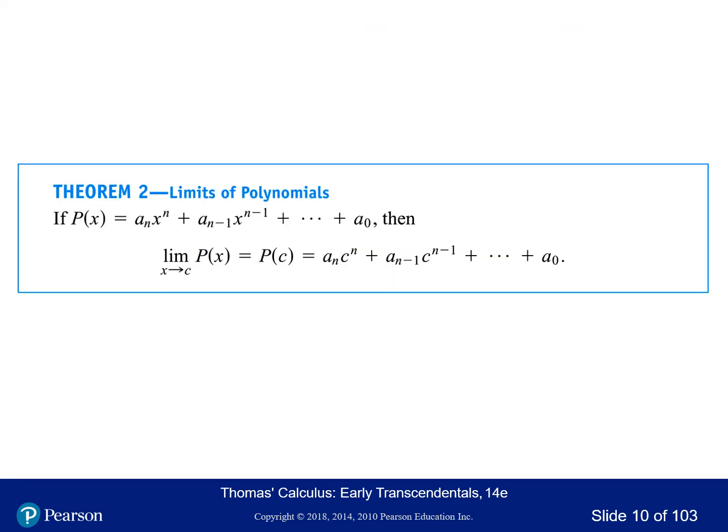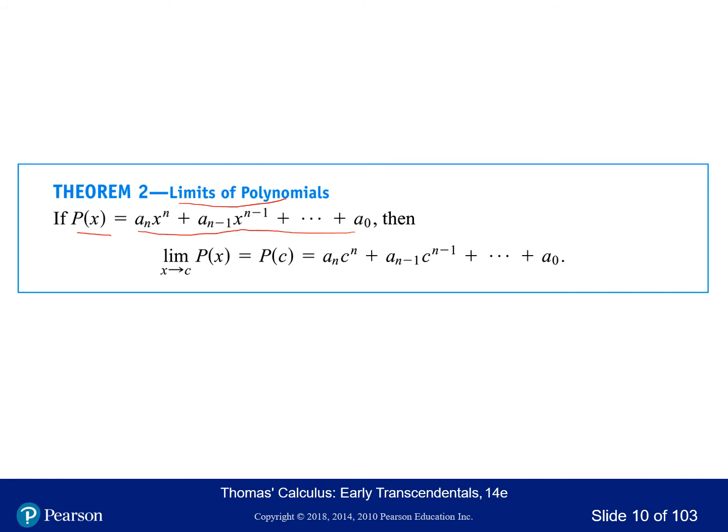Polynomial, the limit of polynomials is as follows. This is the general formula for a polynomial. P of x equals a sub n x to the power n plus a sub n minus 1 x to the power n minus 1, all the way until a sub 0. The last one is a constant.